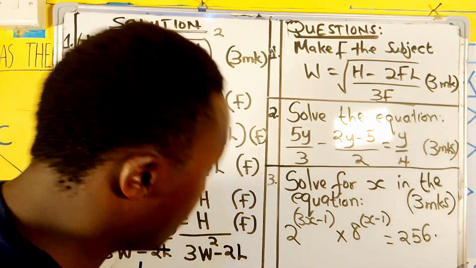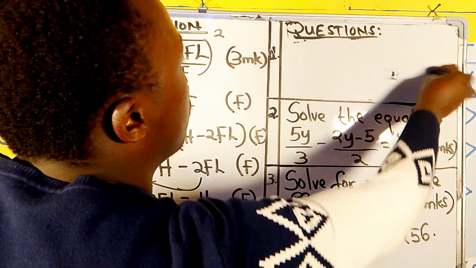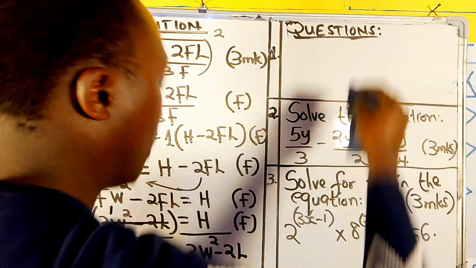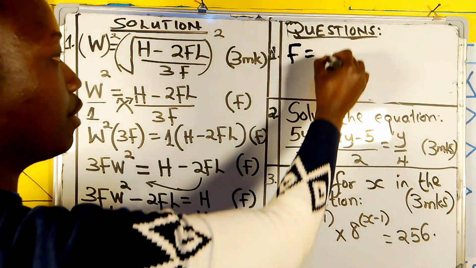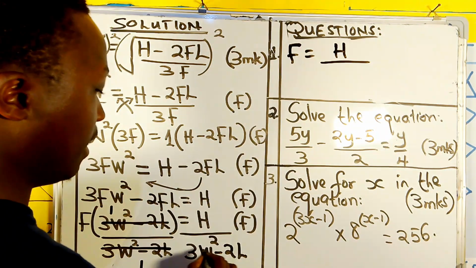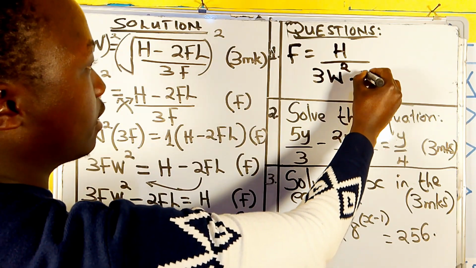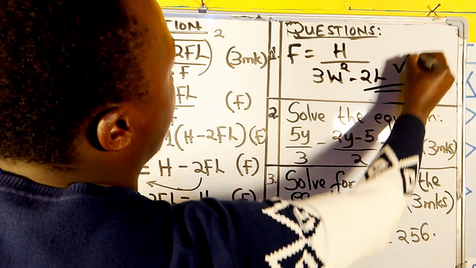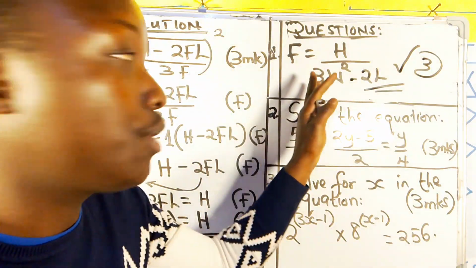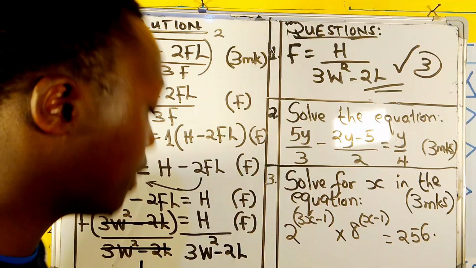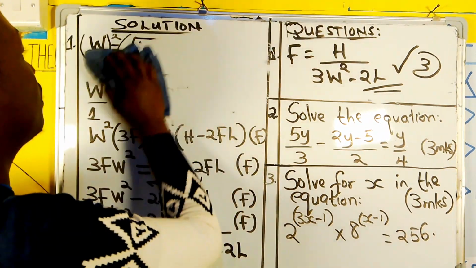So allow me to label this part here, where we had question number 1, and we can write our final answer here. Our answer for question number 1 will be f is equal to h over 3w squared minus 2l. We are done, and you will get your 3 marks. You can clearly see that f is on one side of the equal sign. We don't have f on the other side of the equal sign. So let us proceed to question number 2.